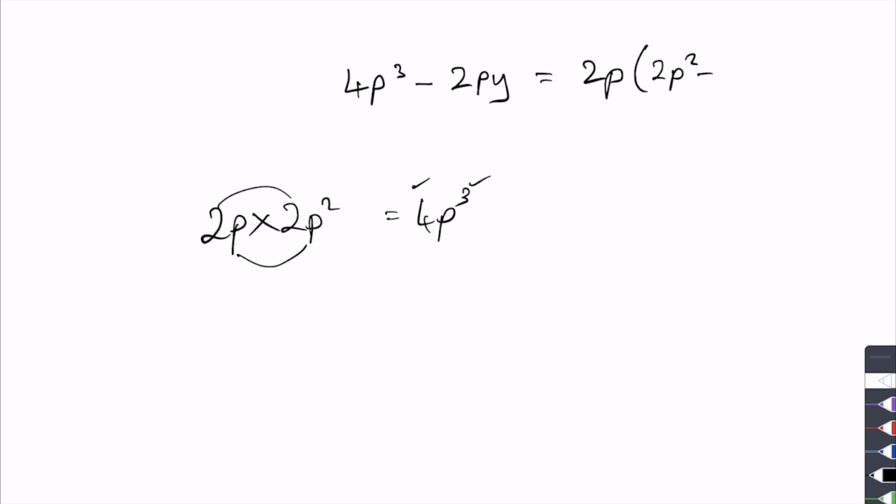My sign is a takeaway. 2p times what gives me 2py? Well, it's just going to be y, because 2p times y gives me 2py. And that's the solution for this one.